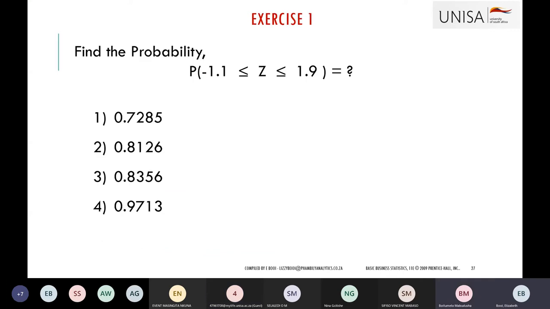Any questions? If there are no questions, I want you to find the probability that Z lies between the two values. Now, with this question, they are not asking you to calculate the Z value. They've calculated it. They've given you the Z value. So you just need to use the Z value to find the probability. So that's your exercise. You need to do the probability of Z lies between minus 1.10 and 1.90.